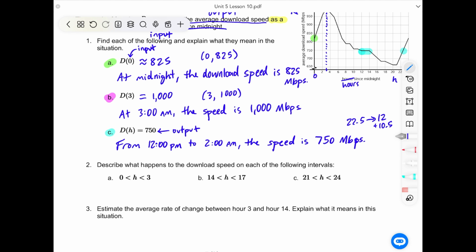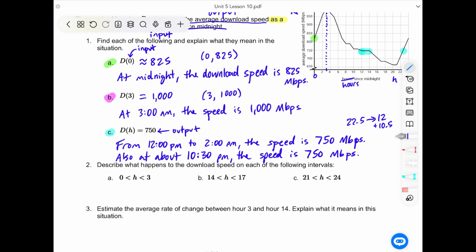So from 12 to 2, the speed is 750. Also at about 10:30 p.m., the speed is 750 megabytes per second. So several times during the day where we had this particular download speed.